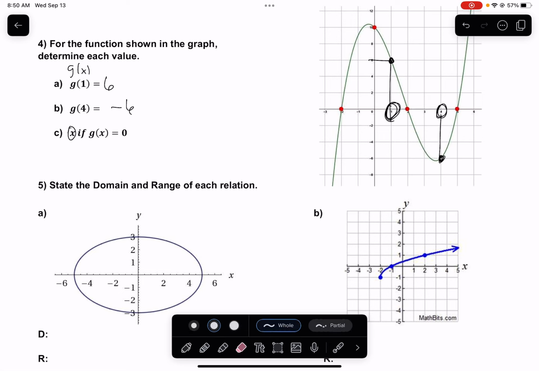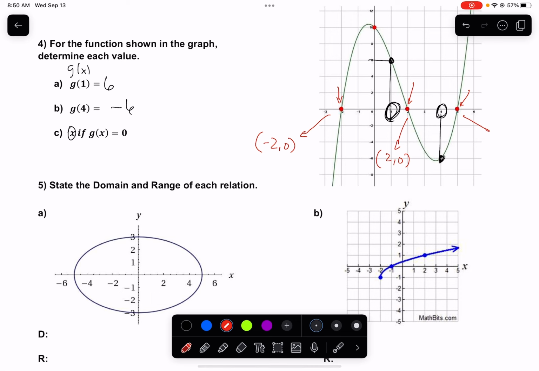You've got one at -2, one there, and one there. If I wrote out all those points, we'd have one at -2, 0. There'd be one at 2, 0, and one at 5, 0. Everyone agree? All the y values are 0? That's what that's asking for. So you say, okay, g of -2 equals 0. G of 2 equals 0. And g of 5 equals 0.